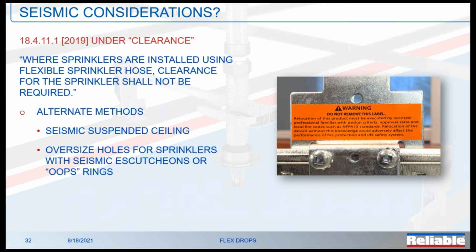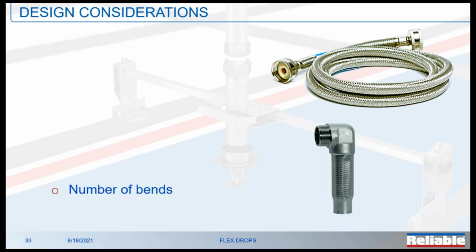And the issue there, of course, is now I've got a hole that's too big for my standard 2-piece or my cover plate of my concealed sprinkler. So what do I got to do? I got to come back in with either some seismic escutcheons, the large oversized one, which Reliable also offers, or the OOPS plates that go on kind of underneath those, underneath the trim rings.